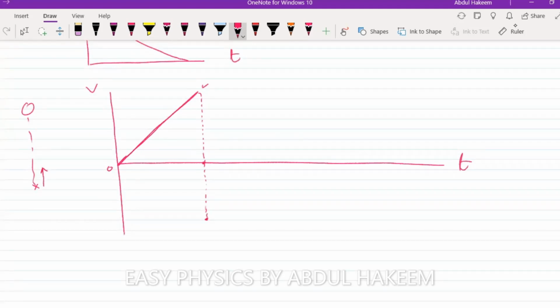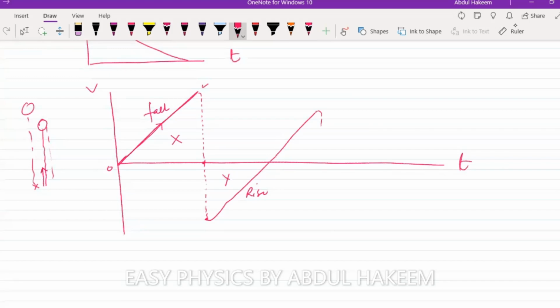And then it rises up. So this is the fall, and this is the rise. So this area is x, meaning the fallen height, and this area is different because it rises to a lesser height after losing some energy. But again, it falls back from the same height. It hits the ground a second time.